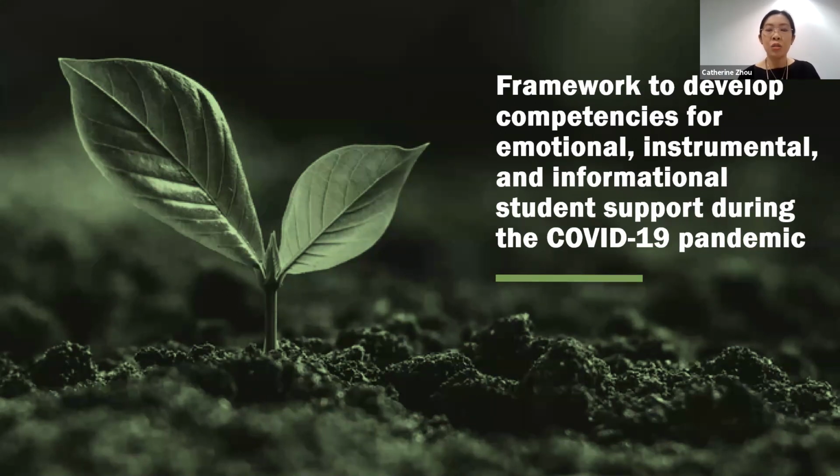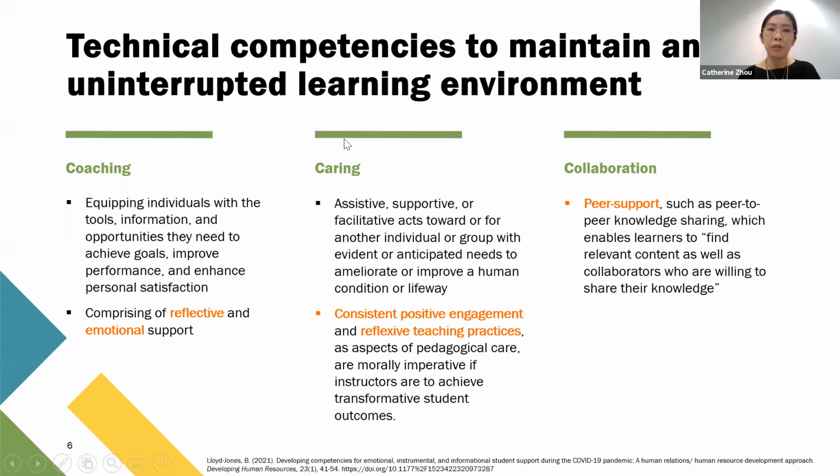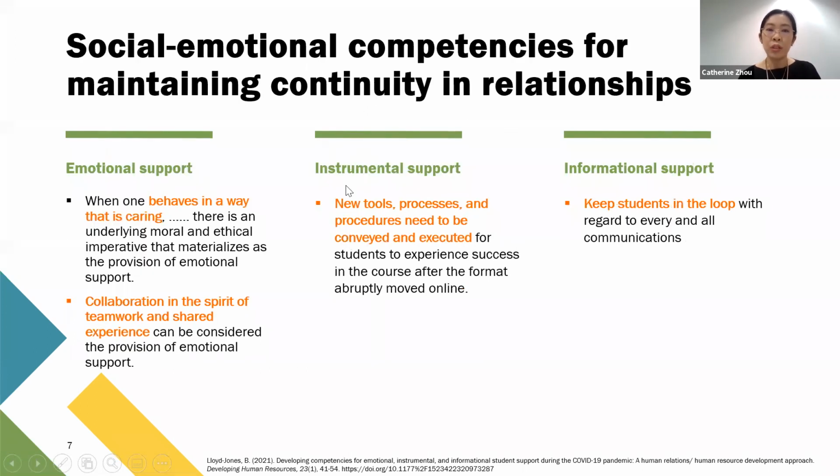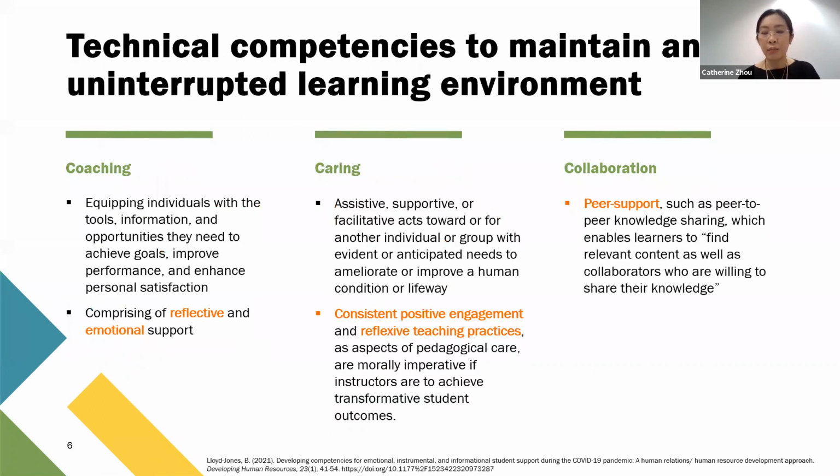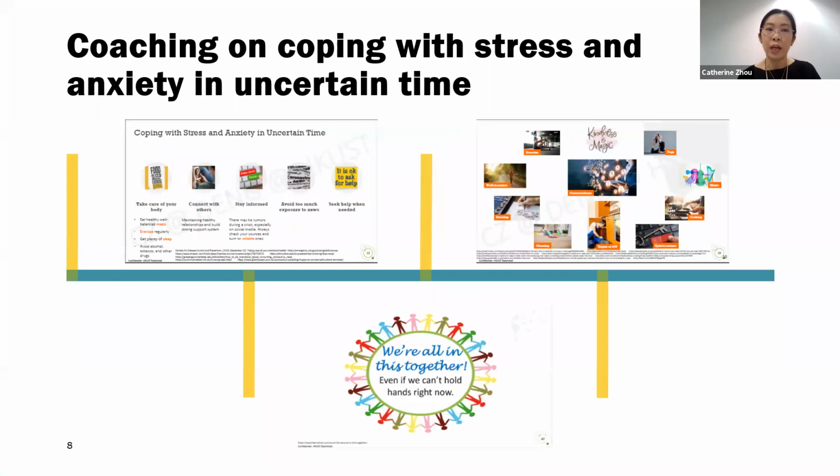So I matched the work done by me, by my colleagues, by my university to this framework, which suggests staff and faculty provide coaching, caring, and peer collaboration to the students to maintain an interpreted learning environment, and also provide emotional, mental, and informational support to maintain continuity in our relationship with the students. And the good thing is that our work has covered all these aspects, but in certain aspects we can do better and we can do more. So here are some actions we have conducted in the past 12 months.